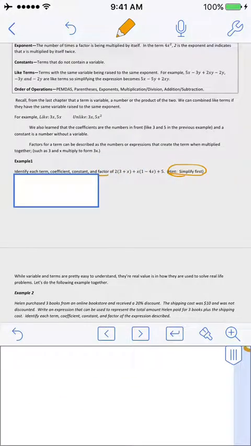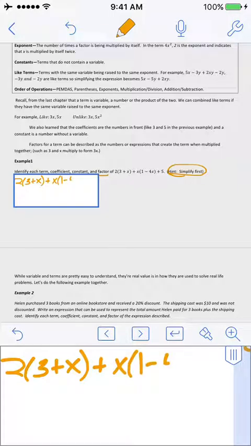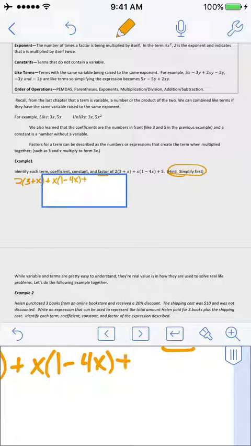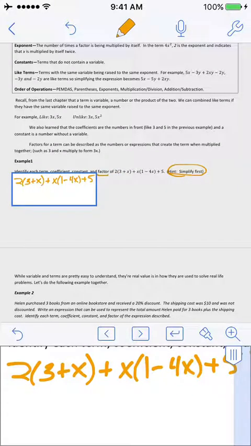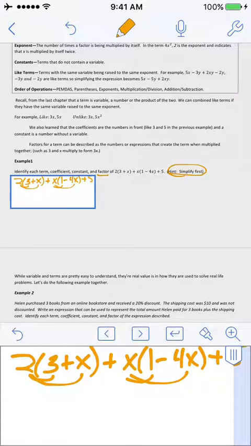Let's go ahead and write this over here. 2 times 3 plus x plus x times 1 minus 4x plus 5. That's our expression as it is right now, and we're going to go ahead and simplify. As we've seen before, it's always good to get rid of those parentheses first, right? So that's always sort of an indicator. Let's start with that. I'm going to do these both at the same time. I'm going to distribute those in. So I have 2 times 3, which is 6, and plus 2x.